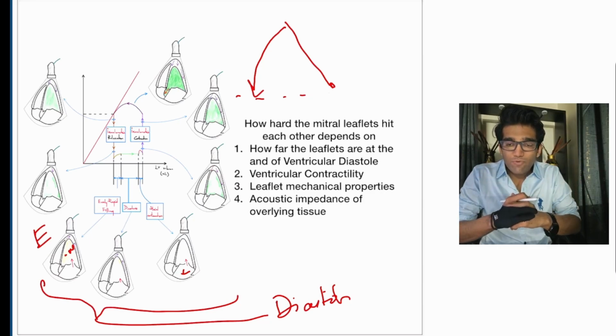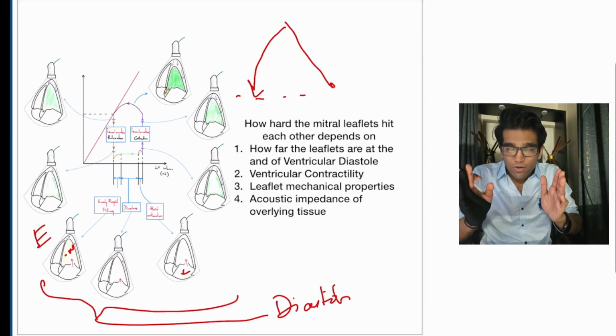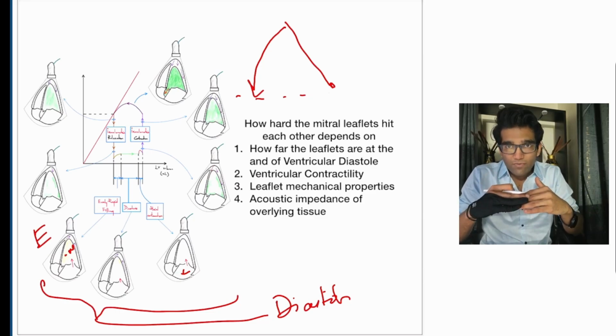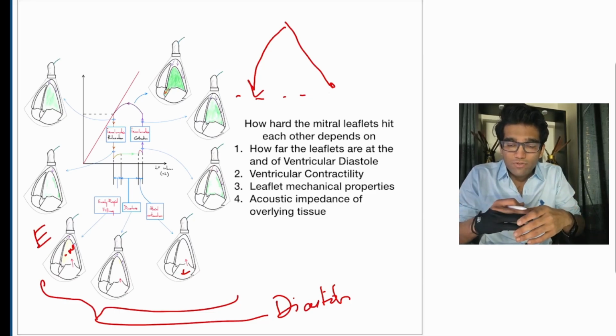Okay, therefore if the leaflets are very far away from their closed position at the initiation of systole, the sound produced or the wave amplitude produced will be very large, and therefore the intensity of sound will be very large, will be heard, and it will be heard as a louder S1 sound. Whereas if the leaflets are closer to their closed position, then there will be a soft S1 sound because the amplitude of the waves produced is subsequently lower.